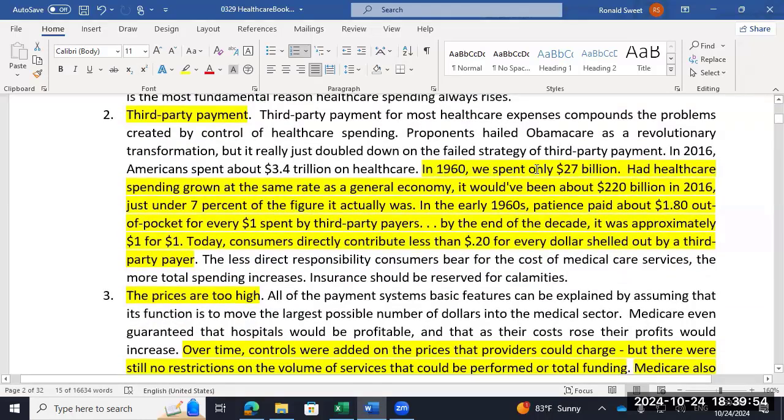Third-party payment. In 1960, we spent only $27 billion. You can almost move this to the introduction. Had healthcare spending grown at the same rate as the economy, it would be about $220 billion in 2016, just under 7% of the figure it actually was. In the early 1960s, patients paid about $1.80 out of pocket for every $1. By the end of the decade, it was $1 for a dollar. Today, we pay 20 cents for every dollar shelled out. So in the past, we were paying more out of pocket. That made us more consumers. Today, we pay only 20 cents out.